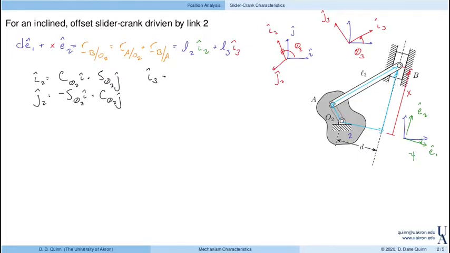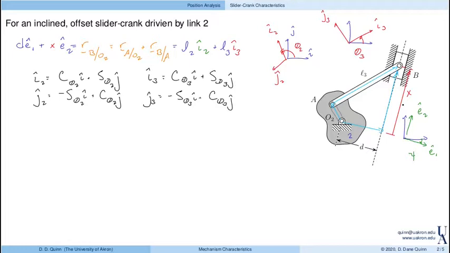I3 and J3 are similar, cosine I and sine of j. J3 is minus sine of theta 3 in the I direction and cosine of theta 3 in the j direction. Finally, we need these Cartesian directions, E1 and E2.